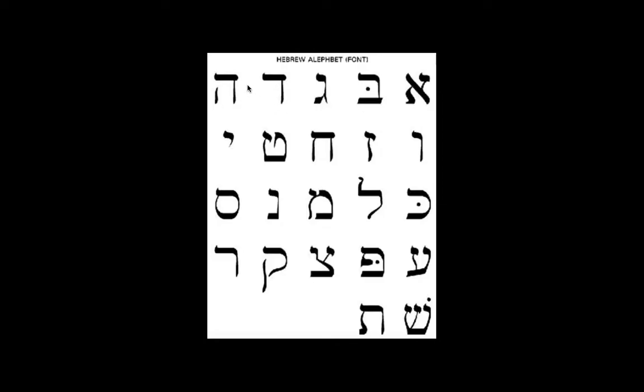This next letter is the letter Hey, and it is equivalent to the English letter H. So it's kind of a breathy ha. All right, and so there's a prefix in the Hebrew language, ha, which starts with this letter Hey. Ha means the. So if you have ha Shabbat, it means the Sabbath, the Shabbat, okay? So we have Aleph, Bet, Gimel, Dalet, Hey.